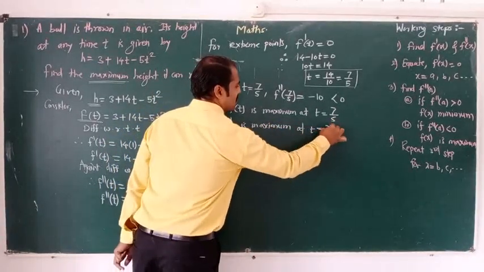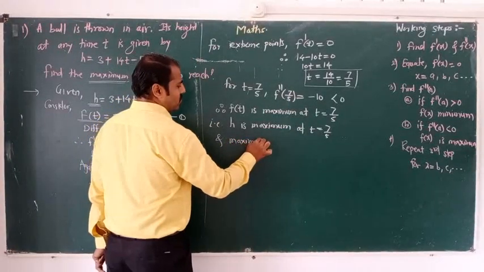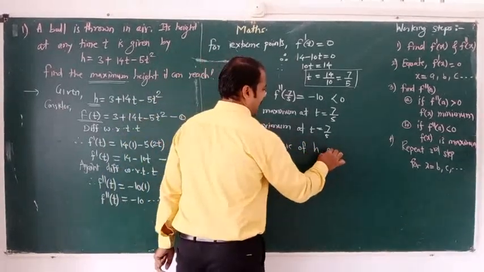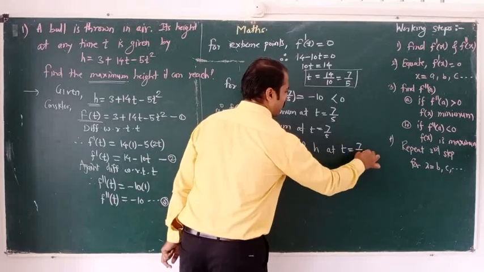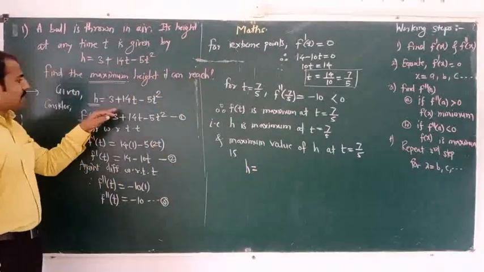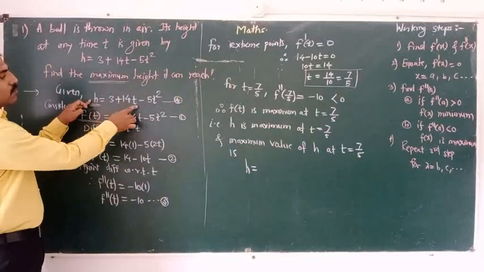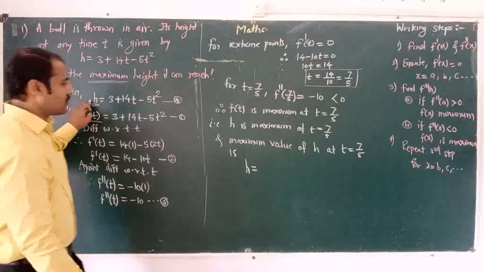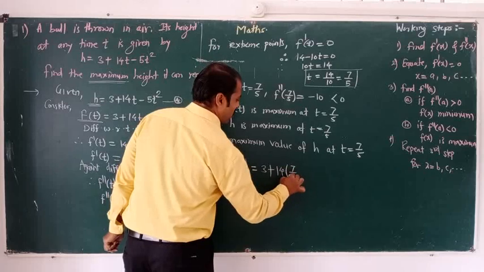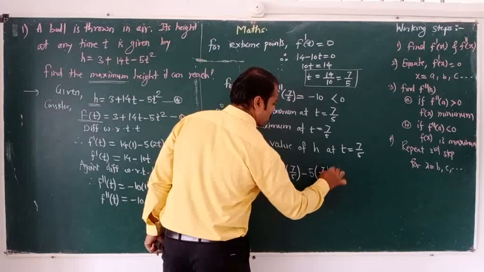At t is equal to 7 upon 5, and the maximum value of h at t is equal to 7 upon 5 is h is equal to... Look here at the equation where the value of h is given. Put t is equal to 7 upon 5. 3 plus 14 into 7 upon 5 minus 5 into 7 upon 5 square.